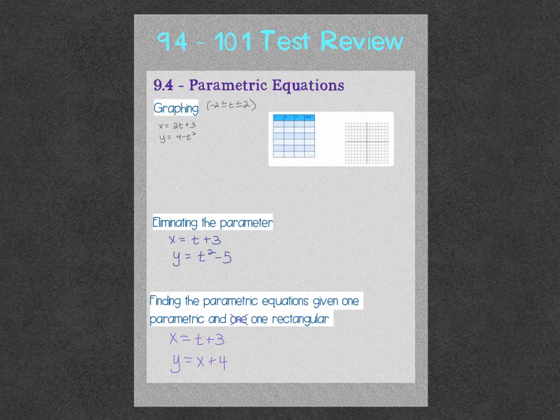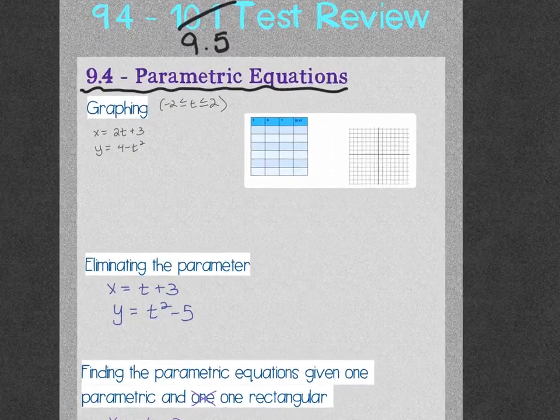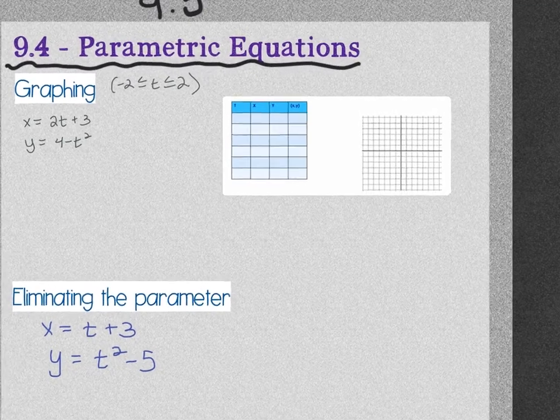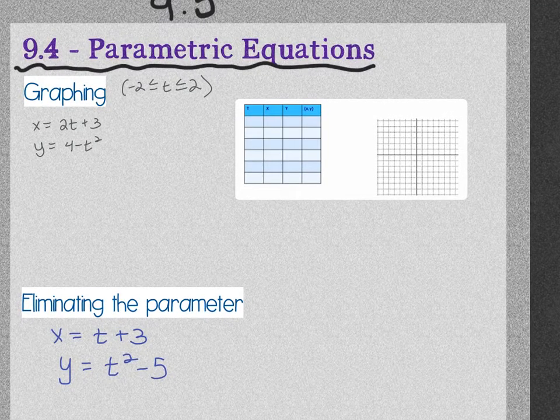Okay, here's the review for your test. So, this should actually just say 9.5 because your test is just 9.4 and 9.5. So 9.4 is your parametric equations. Remember, there were 3 different types of questions from 9.4. The first is graphing. So you're going to receive something almost exactly like this. The picture of your t-chart and the graph coordinate grid are exactly the same. And it's going to tell you to graph the parametric equation, and it's going to give you a range.